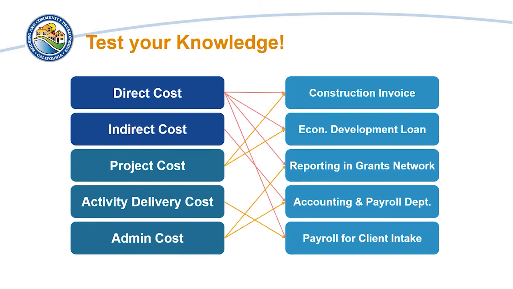Here are the answers. How'd you do? Again, there may be multiple right answers, but let's review why these classifications are most appropriate. A construction invoice is both a direct cost and a project cost, since it's an actual cost associated with the benefit from receiving CDBG-CV funds.